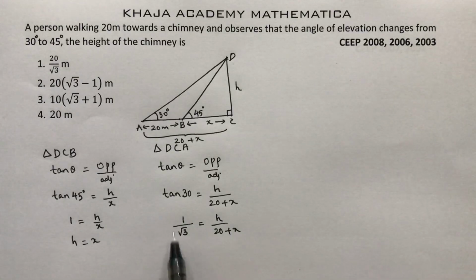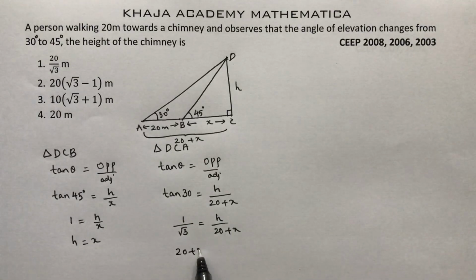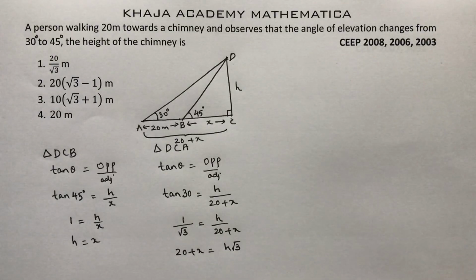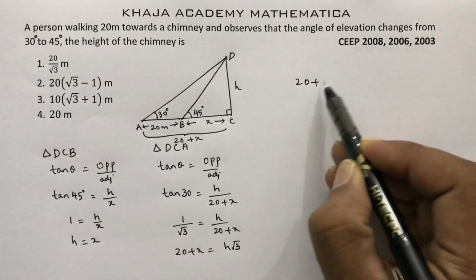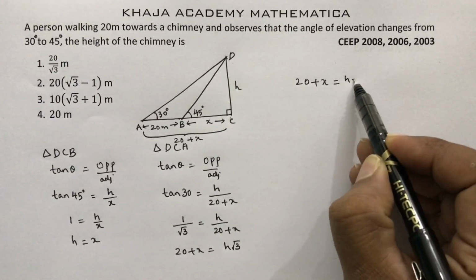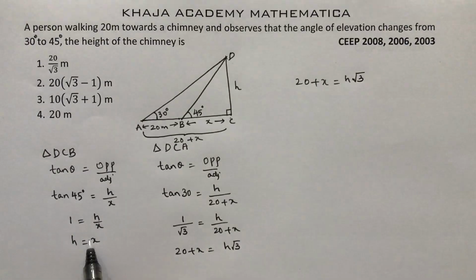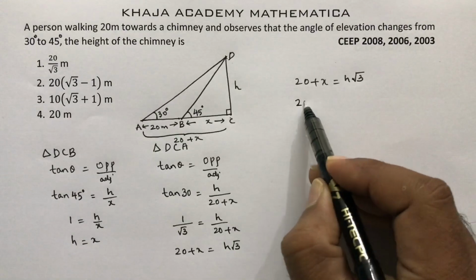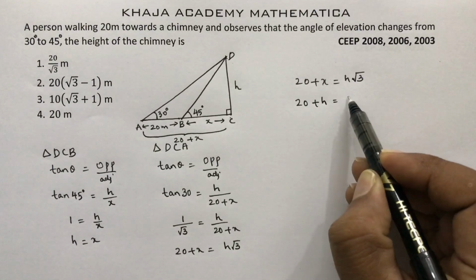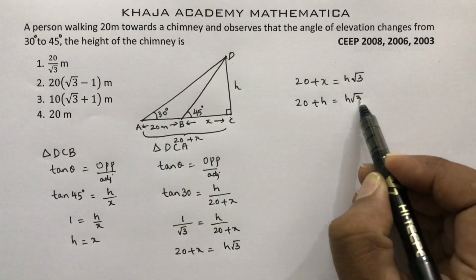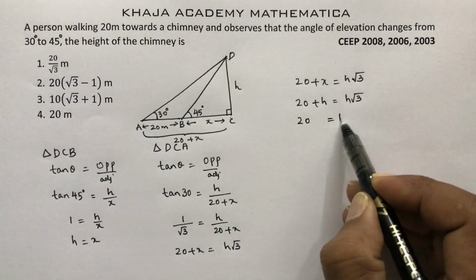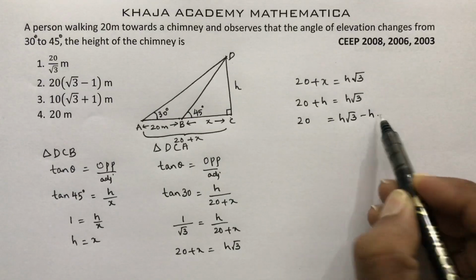Now if we cross multiply, 20 plus x equals h root 3. So if you see the first equation, h equals x. So in place of x, I can write h, so 20 plus h equals h root 3. We need to find the value of h. So 20 equals h root 3 minus h.